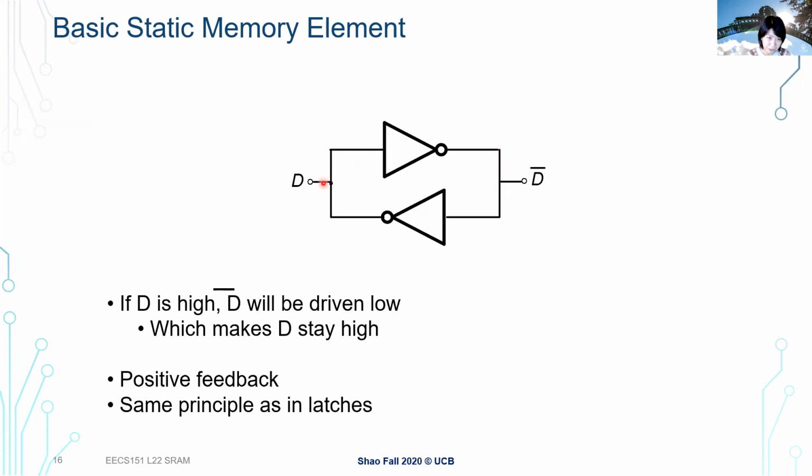So we basically always store both 0 and 1 here. And with this positive feedback, we can have both a very strong 0 and a strong 1 in our system. So this is basically the core cell structure of our SRAM.